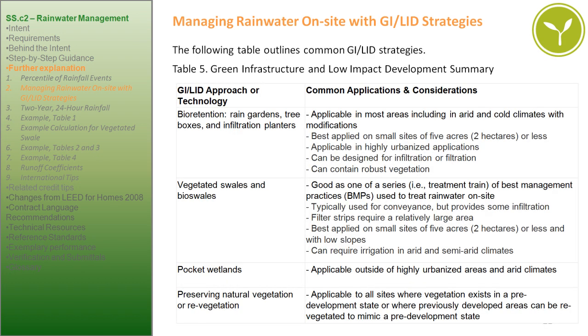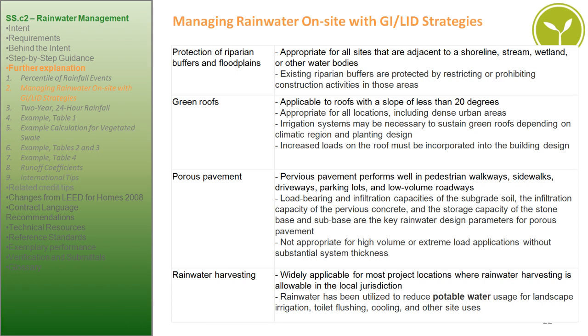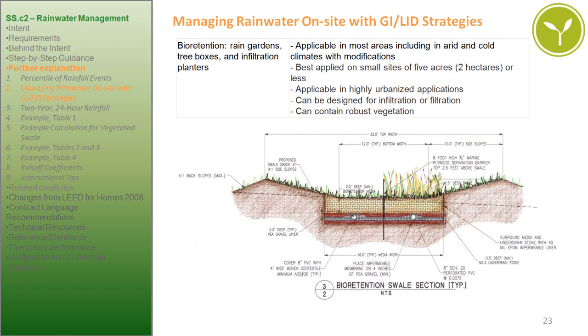Further to managing rainwater on-site with GI or LID strategies, the following table outlines common GI or LID strategies. Table 5, Green Infrastructure and Low Impact Development Summary. I will give you some sample images for the following items: bioretention, rain gardens, tree boxes and infiltration planters, vegetated swales and bioswales, pocket wetlands, preserving natural vegetation or revegetation, protection of riparian buffers and floodplains, green roofs, porous pavement, and rainwater harvesting. Sample image number 1 for bioretention, rain gardens, tree boxes, and infiltration planters.